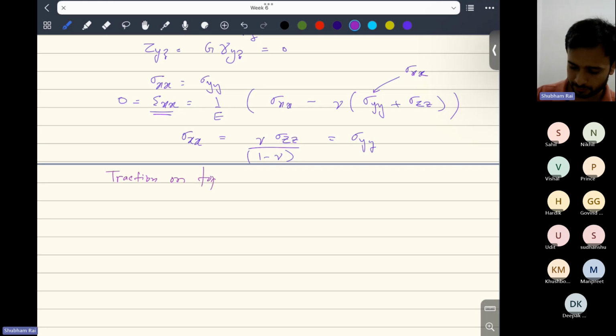Traction on top face is equal to external pressure plus weight of the steel block. Pressure due to weight of the steel block.